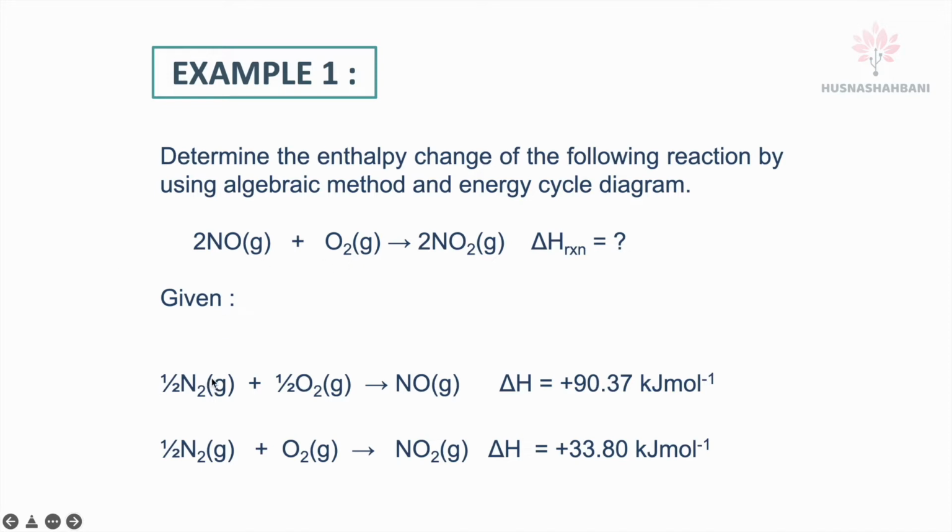Given the enthalpy change for half N2 plus half O2 giving NO is plus 90.37 kilojoule per mole. Here the positive sign means this is an endothermic reaction. Another equation, half N2 plus O2 gives NO2 as the product, and the enthalpy change is positive 33.8 kilojoule per mole. This is also an endothermic reaction. From these two given equations, you need to find the delta H for the target equation. So this is our target equation.